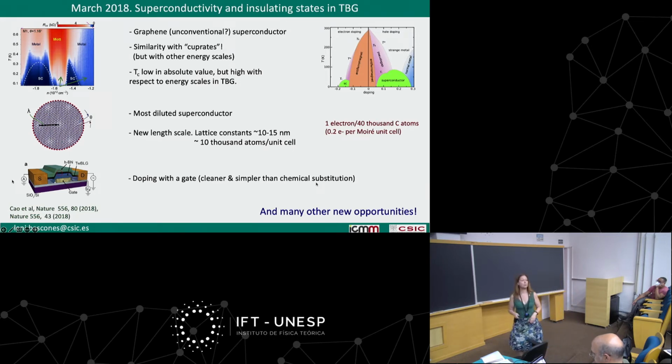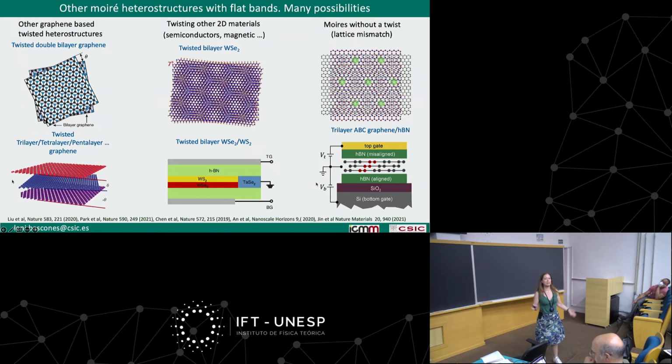And in fact, this was just the beginning. It was just a minimal thing of what's happening, and it particularly opened many new opportunities. Twist bilayer graphene is just one of these possible systems, possible moiré heterostructures. For example, you can do other twist heterostructures with graphene. Like, for example, you have a bilayer which is not rotated, then a twist, and then a bilayer. Or you can have 3 or 4 or 5 graphene layers.